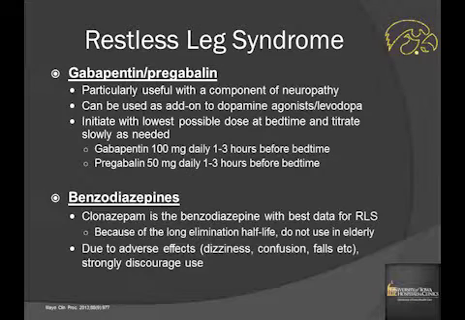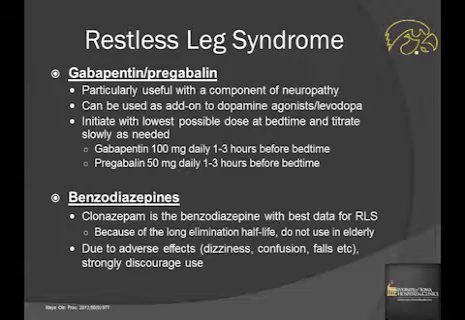A couple other options that we have for restless leg syndrome include gabapentin and pregabalin. These are particularly useful when patients also have a component of peripheral neuropathy. We can certainly utilize these as an add-on to a dopamine agonist or levodopa, or you can just use them as monotherapy. I always recommend when starting gabapentin to start at the lowest dose possible and make sure that patients tolerate that before we consider titrating it up. So start with 100 milligrams per day of gabapentin or 50 milligrams per day of pregabalin. Another important thing to realize here is the timing: this is 1 to 3 hours before bedtime and not right as they get into bed.